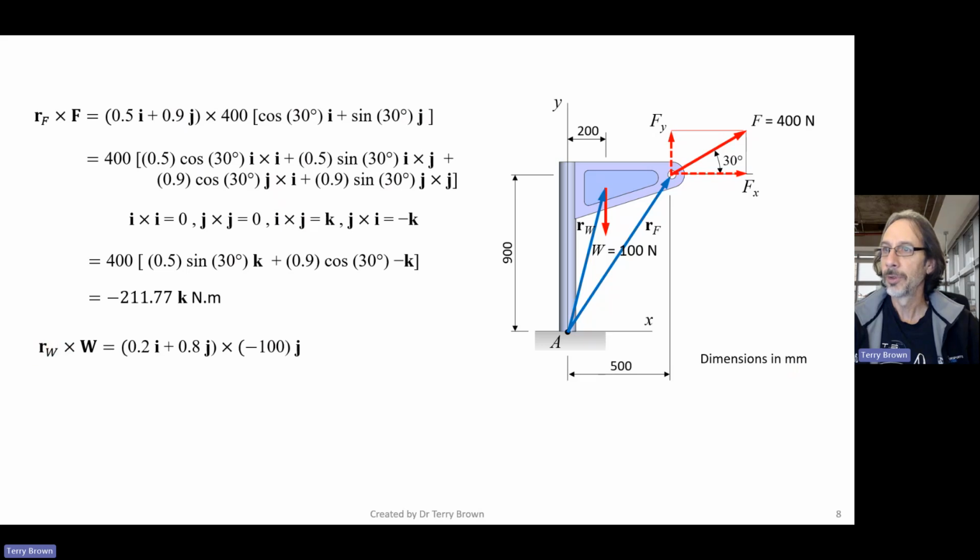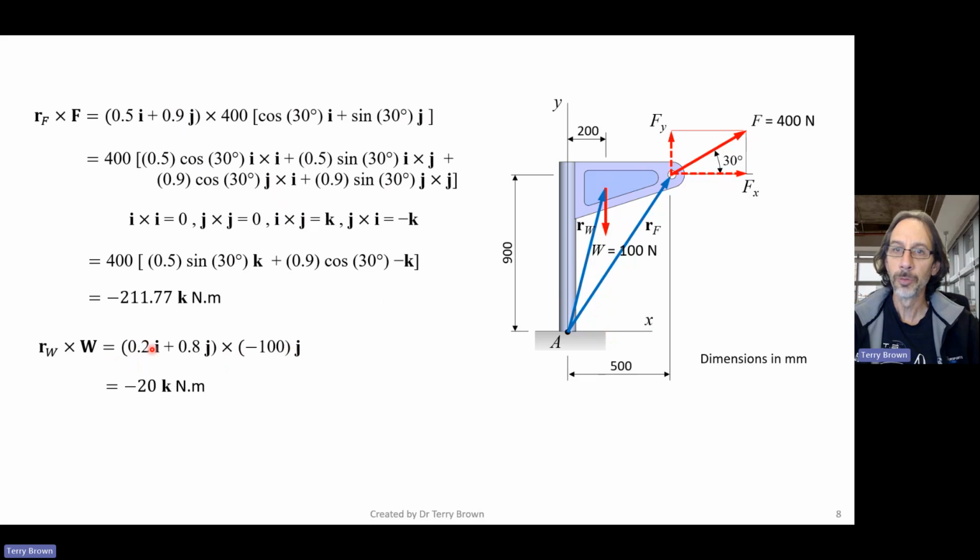Now if we look at the weight vector here, the position vector that we chose was the position vector for the location that we chose up here, 0.2 i plus 0.8 j cross minus 100 j. I haven't spelled this one out, but we know that j cross j is equal to 0, so that drops out. And so here you can see it wouldn't have mattered what we assumed for the position in the y direction. We could have had 0.9, we could have had 0, it wouldn't have mattered. We still get the same answer.